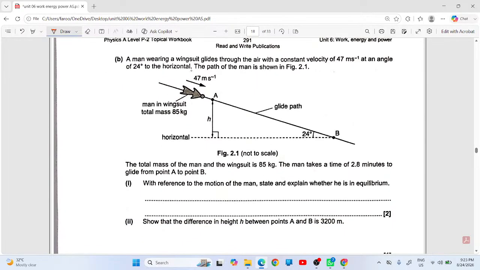A man wearing a wingsuit glides through the air with a constant velocity at an angle of 24 degrees to the horizontal. The path of the man is shown in figure 2.1. This is the path, and the glider is moving from A to B. The total mass of the man and the wingsuit is 85 kg. The man takes a time of 2.8 minutes to glide from A to B. With reference to the motion of the man, state and explain whether he is in equilibrium.